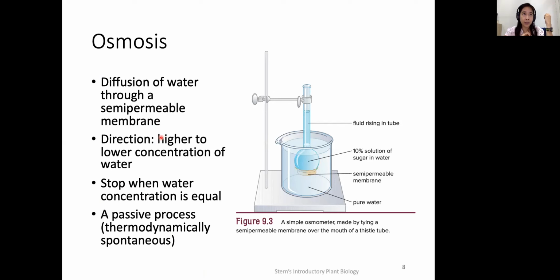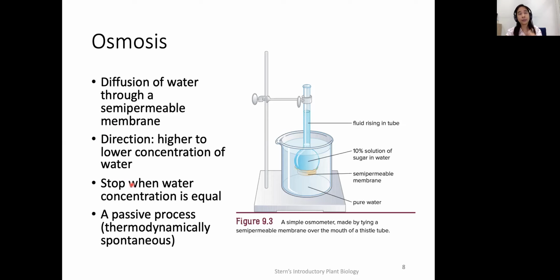We call it semi-permeable. Semi-permeable means it's partially passable. Semi means sometimes, depending on what wants to move. It can allow water to move, but it may not allow other chemicals to move. That means semi-permeable. And the direction of the water movement is from higher concentration of water to lower concentration of water. We will learn about how that happens in the following slides. And the movement will stop when water concentration is equal between the two sides of the membrane.